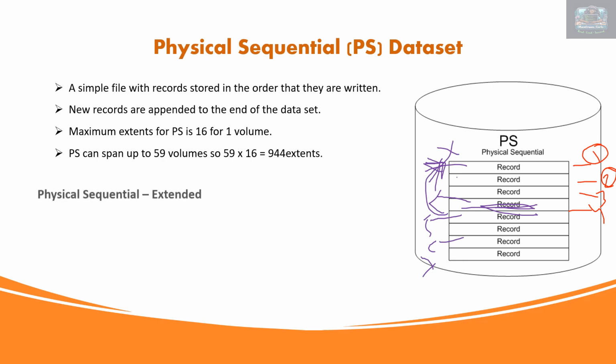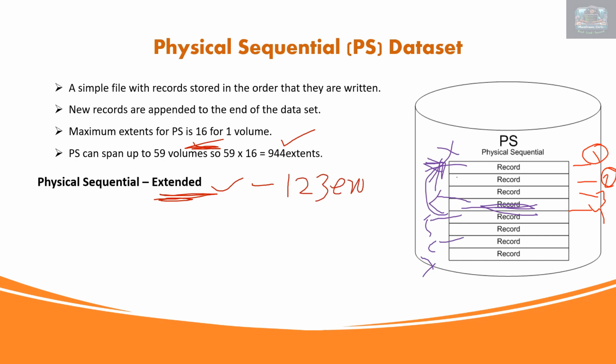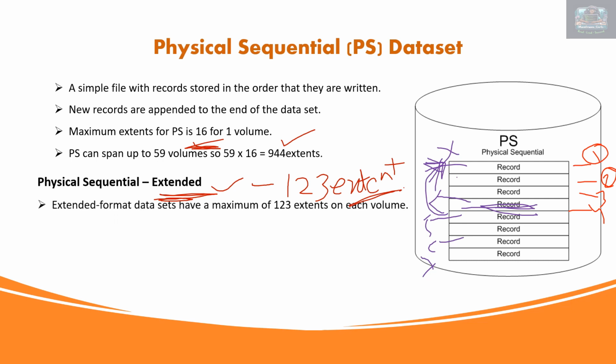And here we have another type called extended. A normal data set will take only 16 extents in one volume, as I mentioned here. But an extended data set can go up to 123 extents on each volume. Remember the word extents; I'll explain it in the next video. A plain physical sequential goes to only one volume, but physical sequential extended can span up to 59 volumes with 123 extents each, which is 7257 extents.